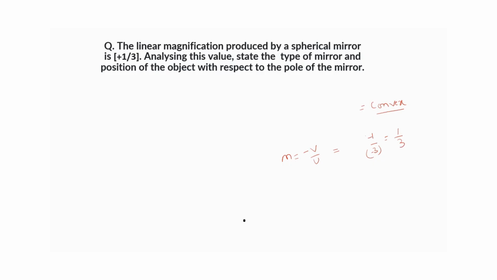So it means that my image here, minus v upon u, is equal to 1 upon 3. That means minus 3v is equal to u. My object should be at a place which is 3 times the image distance. So from the pole of the mirror, the image distance is 1 and the object distance is 3 times the image distance, in front of the mirror. Okay, so that is our answer. So let's proceed to the next question.